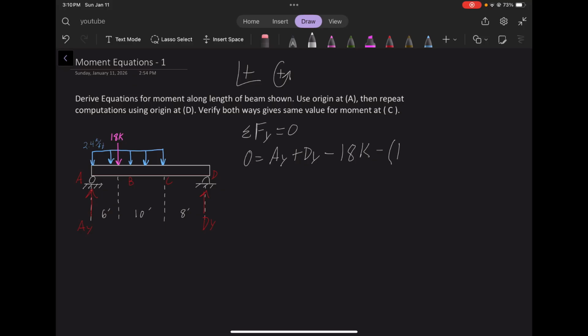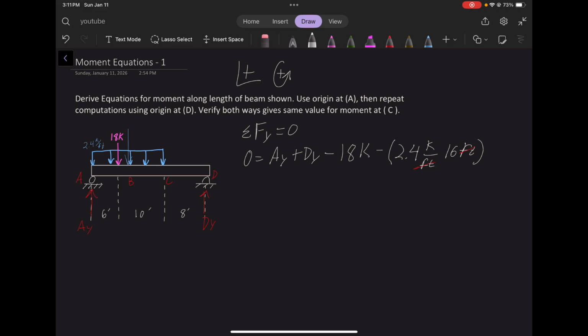which is going to be 2.4 kips per foot times the total distance that it is, which would be 16 feet, and then canceling our units will give us the total load positioned at the center, the midpoint of the distributed load.